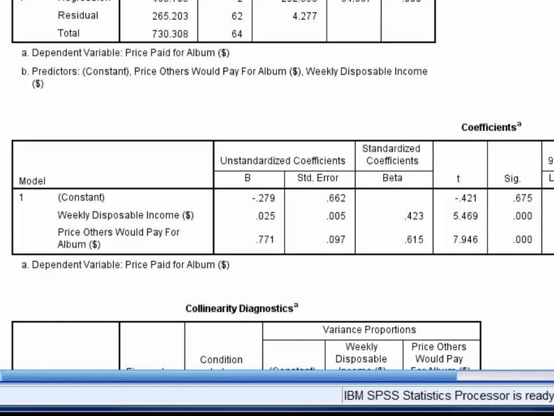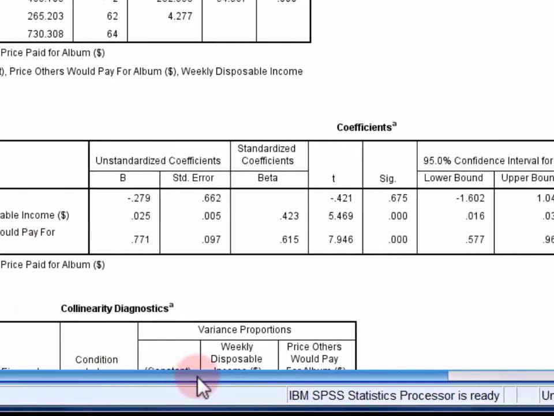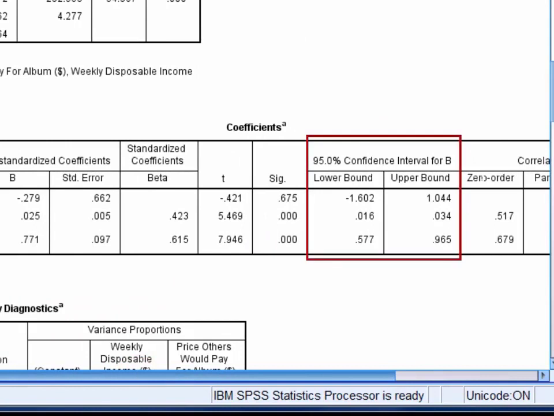It has predictive utility. The partial unstandardized regression coefficient for price others would pay is 0.771. If we hold disposable income constant, we would predict that a $1 increase in the estimated price others would pay would correspond to a 77.1 cent increase in the price that participants would pay for the album. And looking at the relevant t-test, we can see that this predictor is also statistically significant. Now, the confidence intervals around each of these partial regression coefficients are reported to the right of the significance tests.